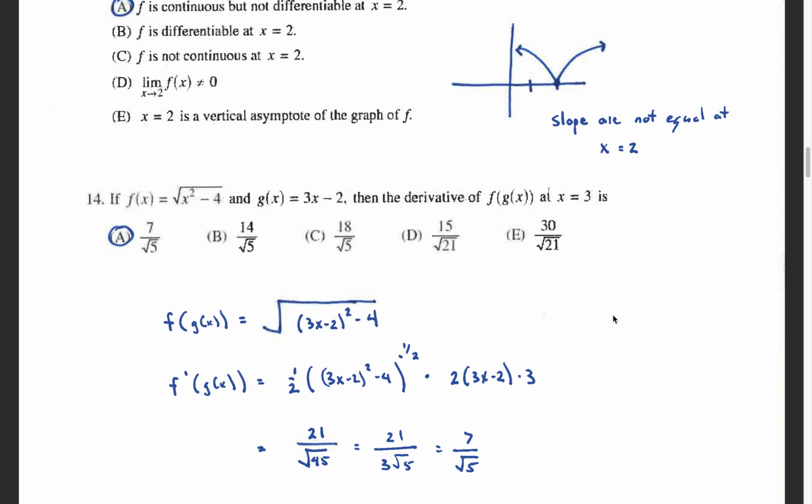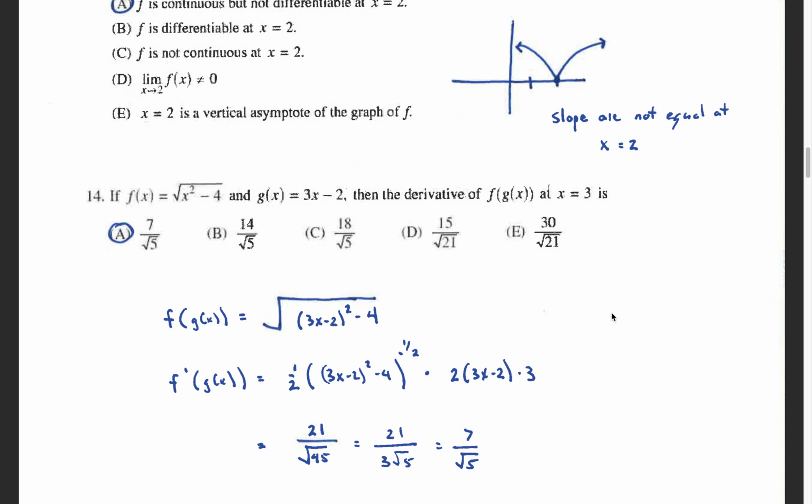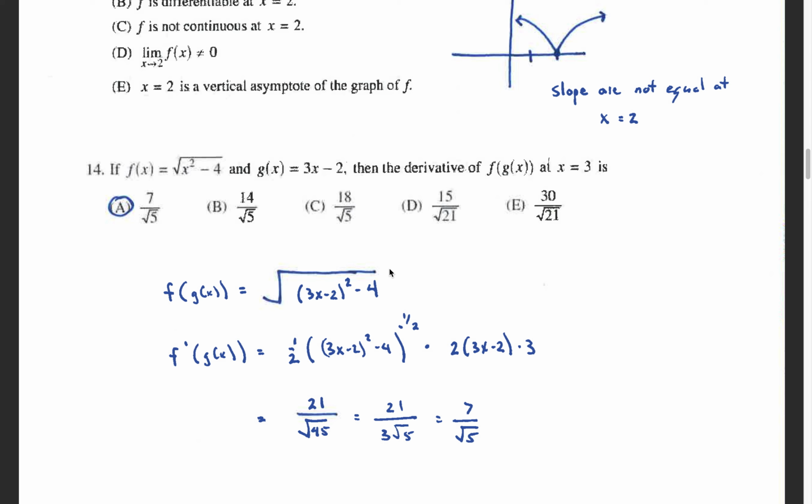This next one is a composite function. You can do this in a variety of ways. It's asking you to find the derivative of f of g. So just take the g, meaning 3x minus 2, and put it in for x, which I did here. And then I took the derivative, and I took the power rule. Bring the half down, decrease the power by 1, and then I multiplied by the derivative of the inside. And then, of course, I evaluated it at 3.